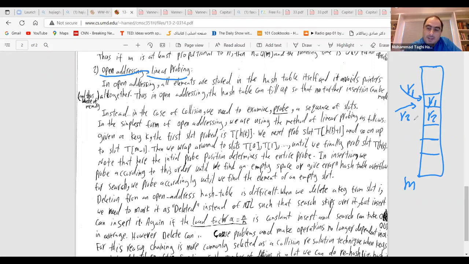Now, if R3 comes, you don't have any linked list or anything. You say R1 is here, R2 is here, so I will insert it in the next slot. Maybe another element, R4, comes and wants to go to the same slot. You start from the hash position, h(a,b), and then you say, oh, I cannot insert here, I cannot insert here, so I will insert it at the next free slot.